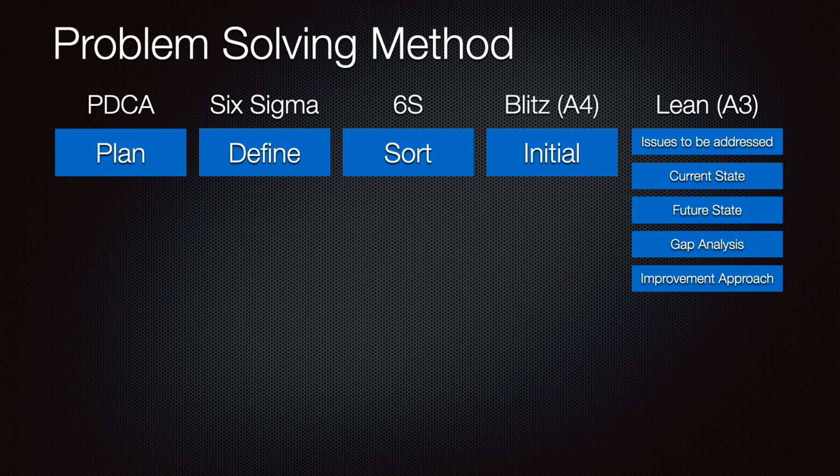You want to look at the issues to be addressed, the current state, the future state where you want to go, the gap analysis, which looks at the difference between those, and then the improvement approach you want to take with that. Those are all a part of the planning step. Now we're going to go back to PDCA and look at the doing step.